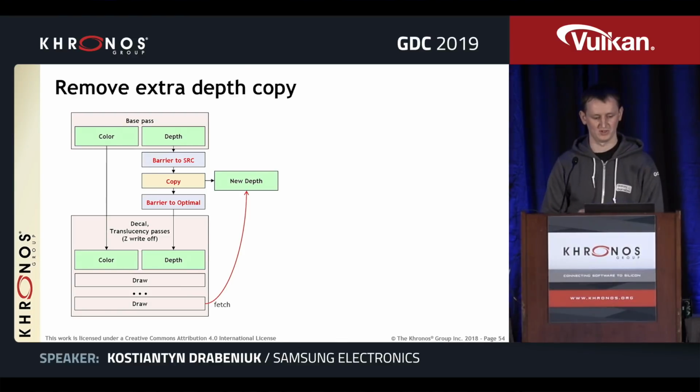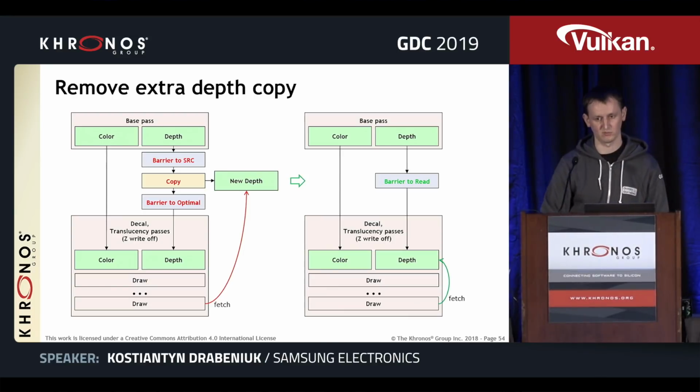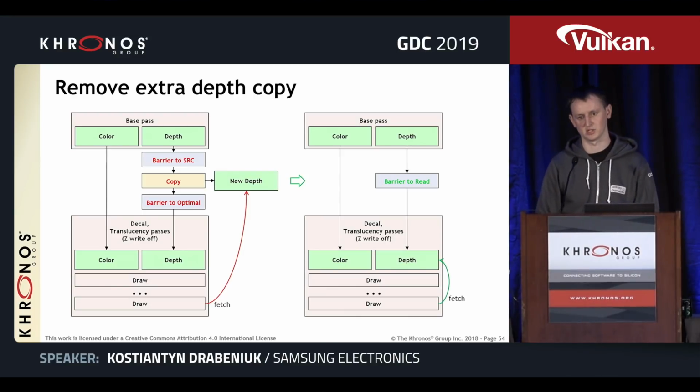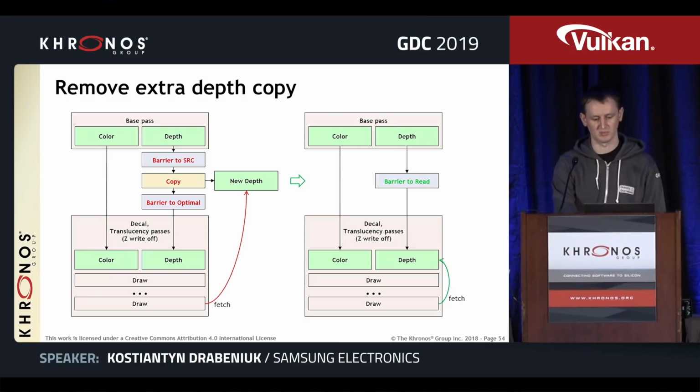Also, for the copy we need to make an extra transition. But in Vulkan it is possible to use the image as an attachment and sample it in the shader at the same time. So the extra copy was removed.